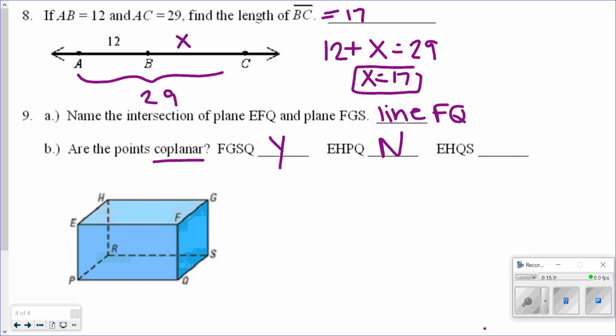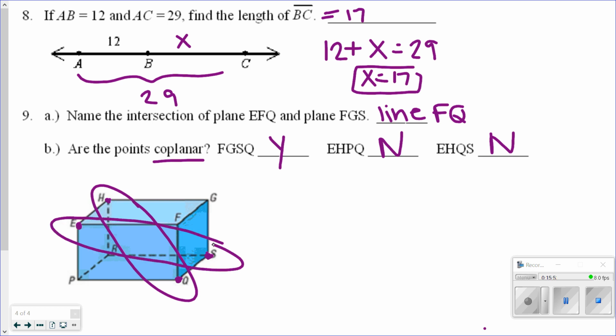And lastly, E, H, Q, S. So E is here, H is here, Q is over here, and S is here. So once again, this is going to be no. And just like what we said before, H and Q are not on the same plane right away. Same thing with E and Q. Those are not on the same plane. They're opposites. So right away we know that those points are not coplanar.